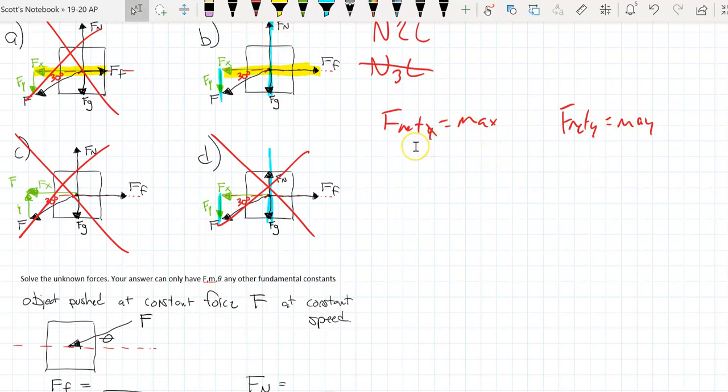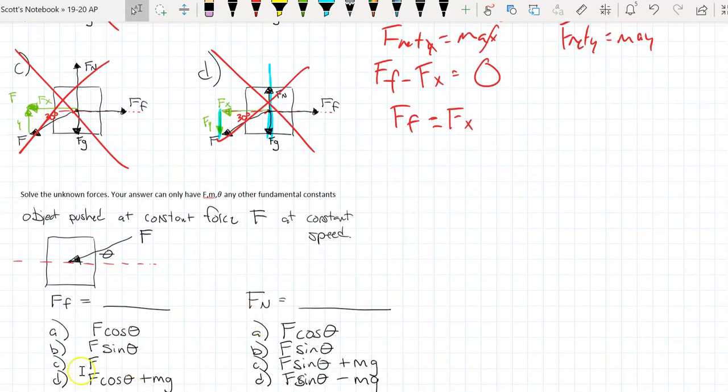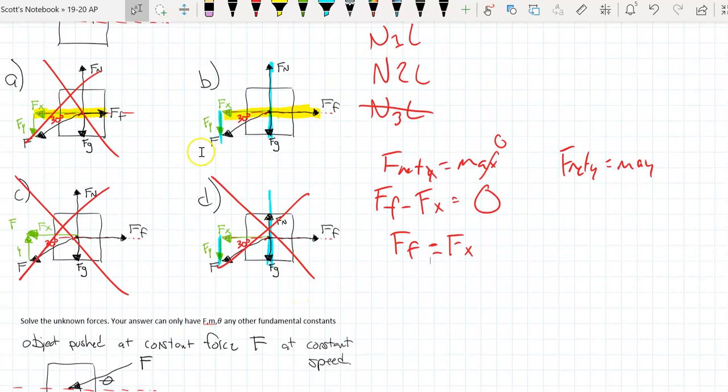So arrows to the right. Let's make right positive. So here I have force of friction minus force in the x, then must equal max. Well, it's at constant speed, so my acceleration is 0, so this whole side is 0. So the force of friction equals that force in the x direction. I look here, that force isn't there because I have force in the x, and that's not a variable.